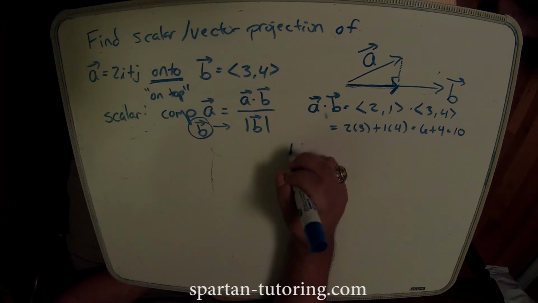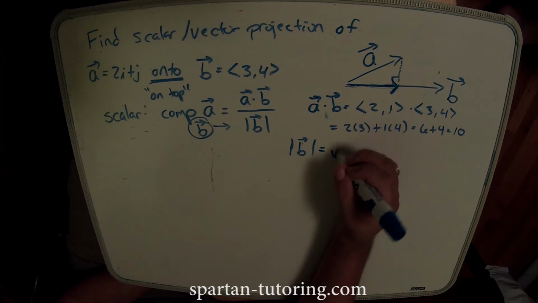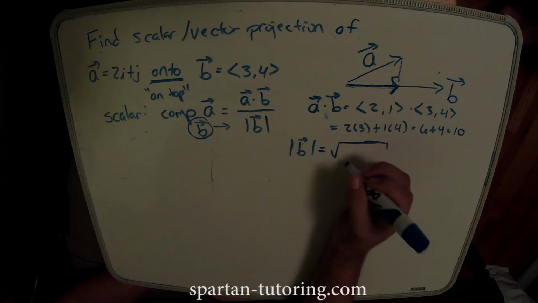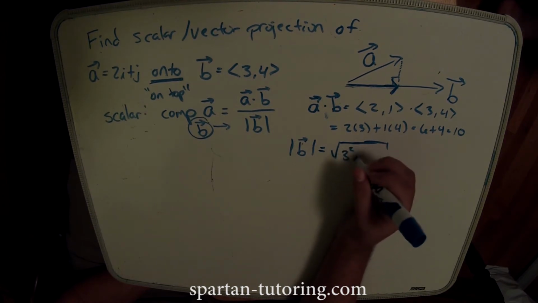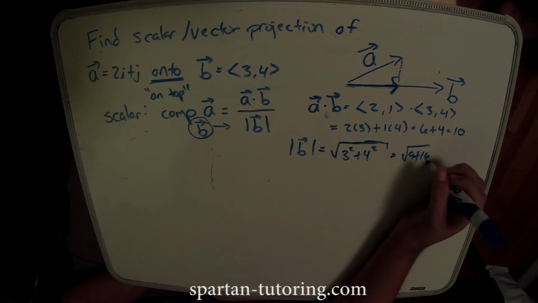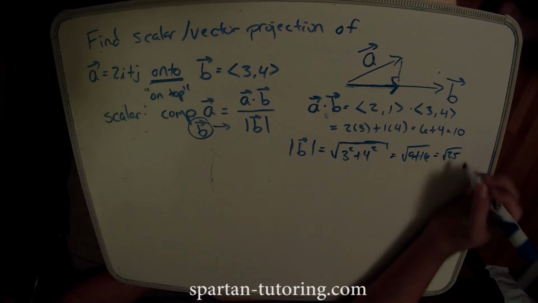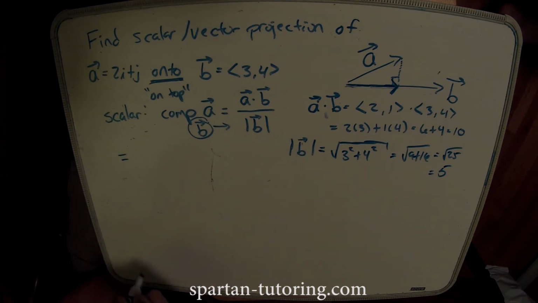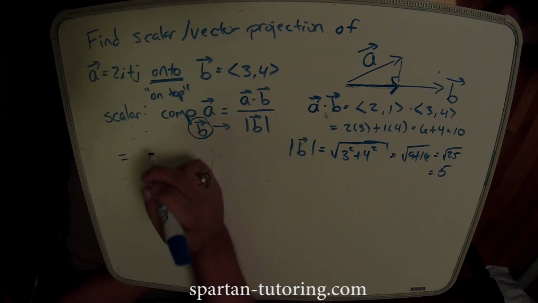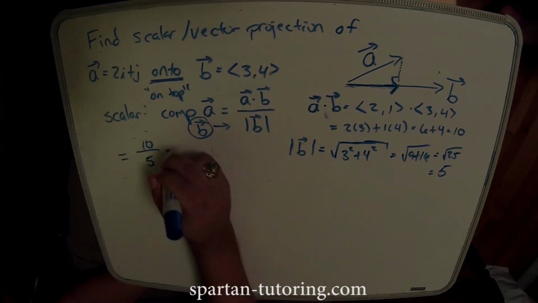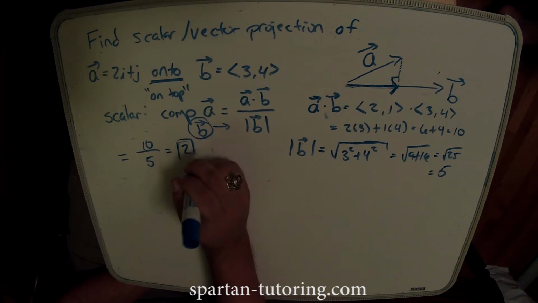The magnitude of B, or the length of a vector, is going to be the square root of each of your components squared. So if B is <3, 4>, the magnitude of B is the square root of 3 squared plus 4 squared, square root of 9 plus 16, square root of 25, which is 5. Therefore our scalar projection of A onto B is A dot B, which is 10, divided by the magnitude of B, which is 5, which is equal to 2.